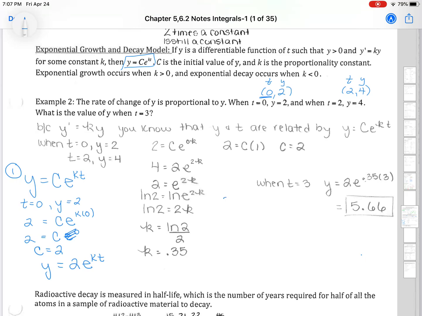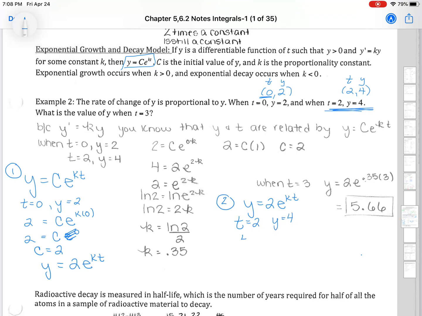Well, if the question is asking what's the y value when t is 3, we still need to know what our k value is. So step 1, we needed to get c, to figure out what our initial condition is. Now step 2, and I'm sorry I'm writing all over the place, but it might make a little more sense than what I have written on the paper there. The second thing we have to find is our k value. This is where the second point comes in.